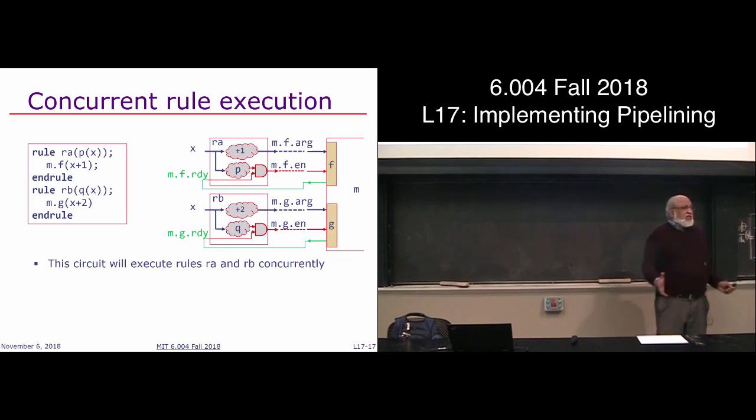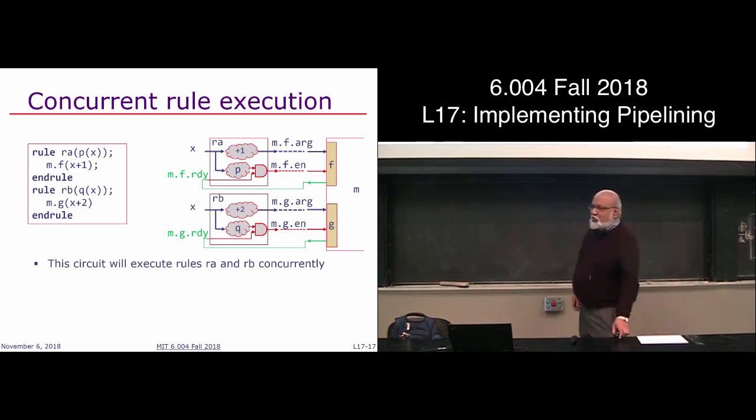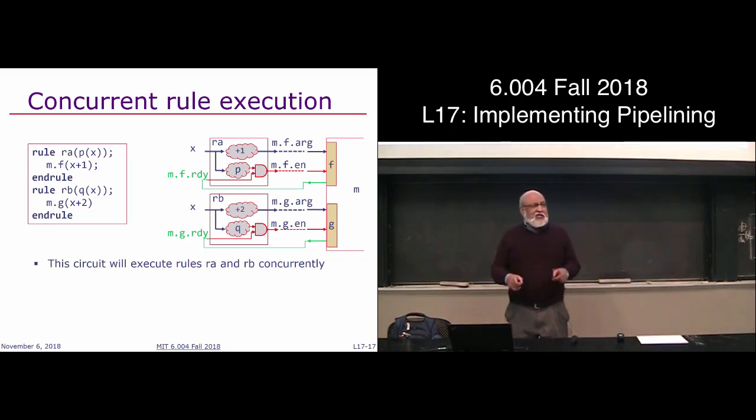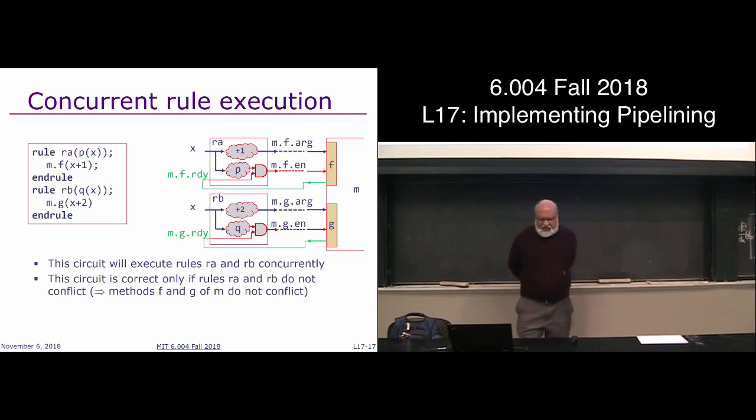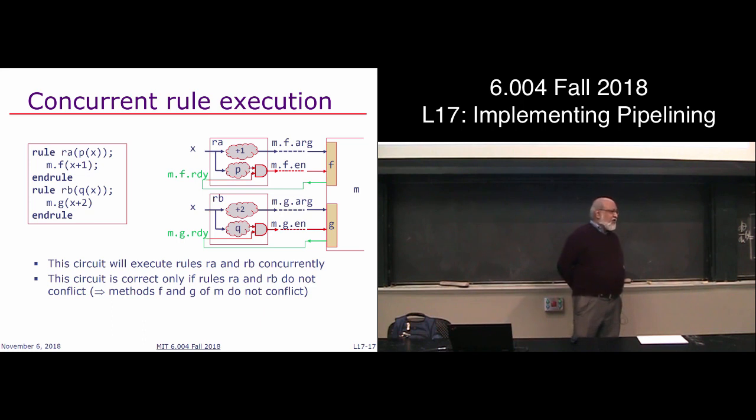This will create enormous confusion. Now you have violated the golden rule here that if things conflict, you should not enable them at the same time, because then the whole logic inside will go wrong. So this is not good. This circuit is correct only if rules RA and RB do not conflict, which in turn implies that F and G methods of M do not conflict.